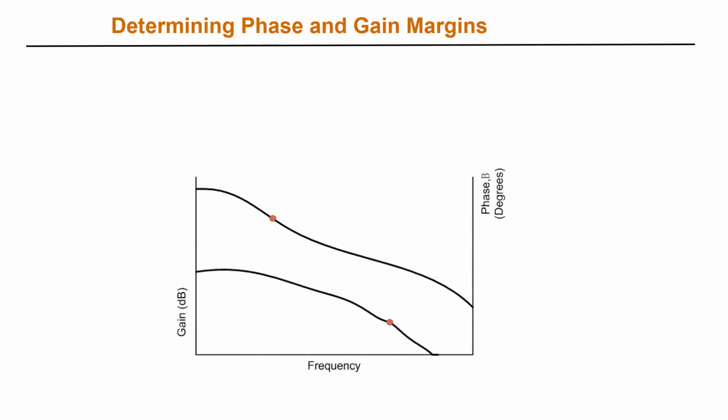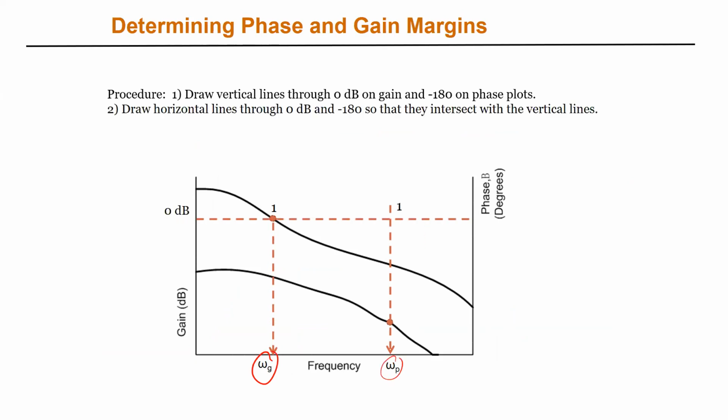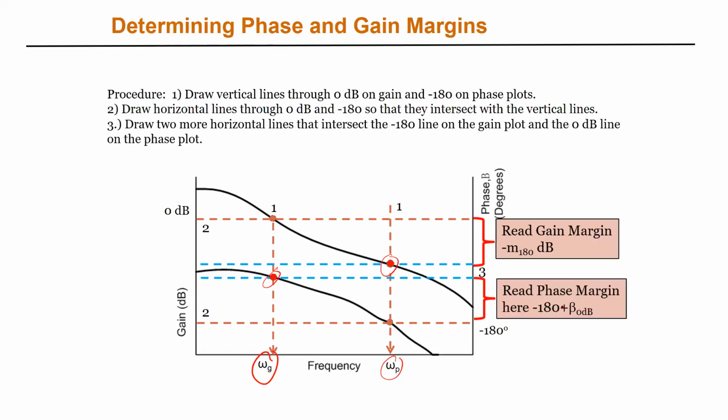This is another summary of the procedure. Quickly, draw a vertical line through the 0 dB and through the 180. This is the gain crossover, this is the phase crossover. Draw a horizontal line and read the gain at the phase crossover frequency, and the phase at the gain crossover frequency. Then you will have the gain margin and the phase margin.